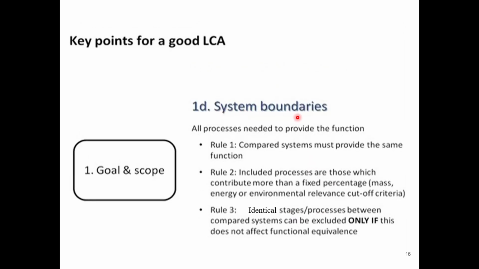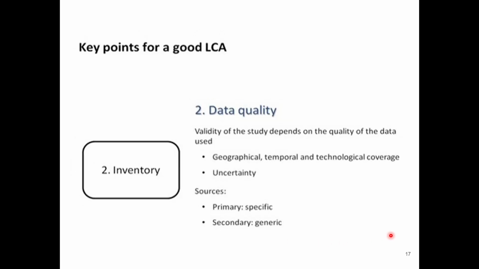The fourth is the system boundaries: all processes needed to provide the function. The first rule is that compared systems must provide the same function. Second rule, included processes are those which contribute more than a fixed percentage of mass, energy or environmental relevance, the cutoff criteria. The third rule is that identical stages or processes between compared systems can be excluded only if this does not affect functional equivalence. So these points have to be kept in mind.